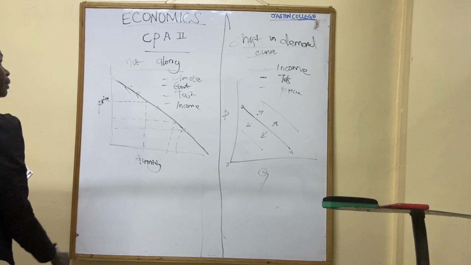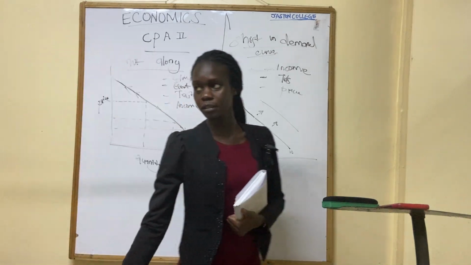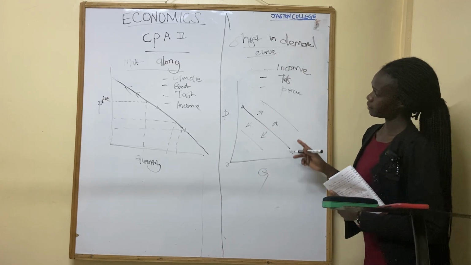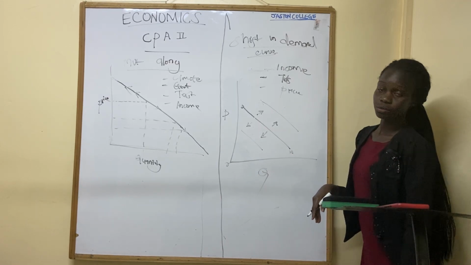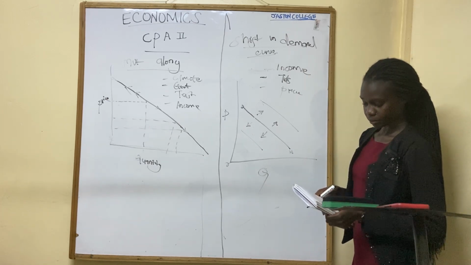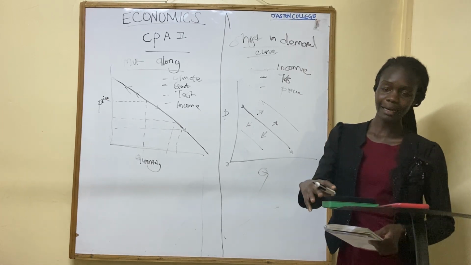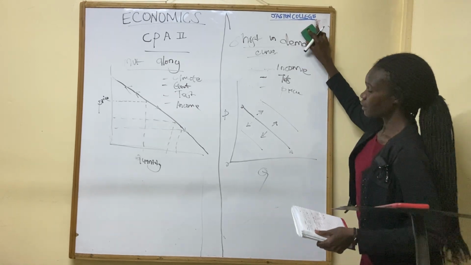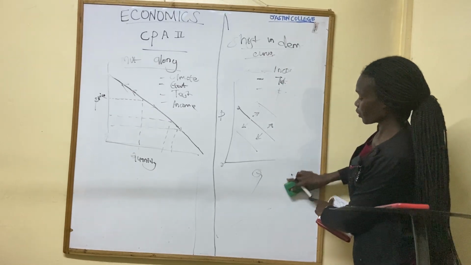So we are done with demand, movement along, and shift. We are going to discuss supply: movement along supply, and the factors affecting the supply of our products or a commodity.